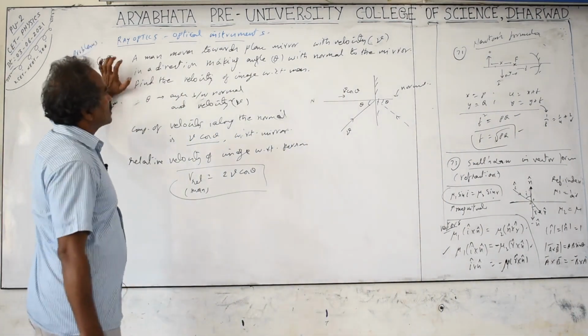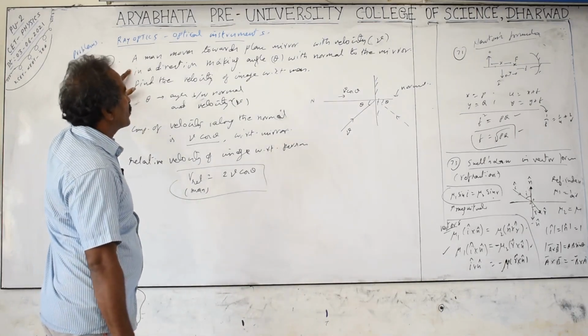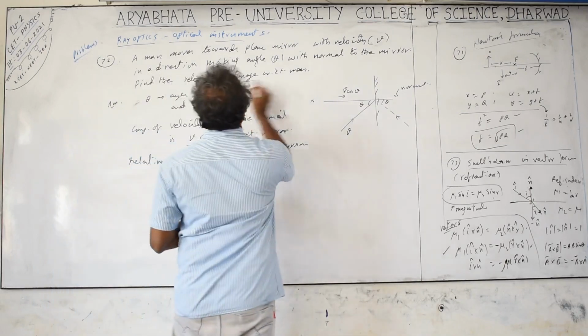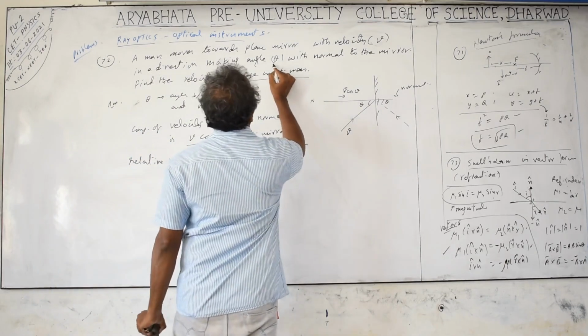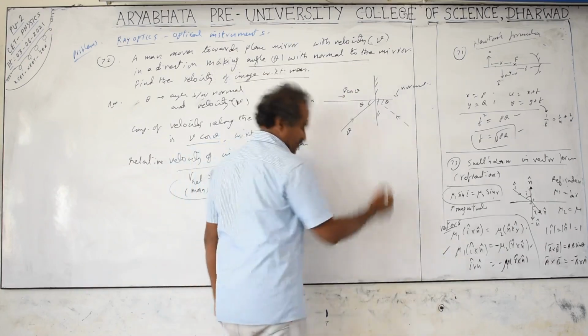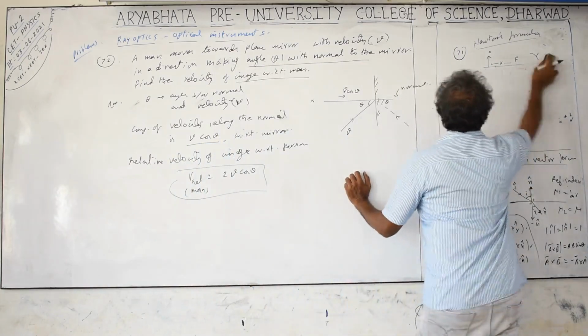A man moves towards the plane mirror with velocity v in a direction making angle theta with the normal to the mirror. Find the velocity of the image with respect to the man. We are finding it with respect to the man. The angle is with respect to the normal, and you have to be careful. Sometimes they will give the angle with respect to the plane of the mirror also. So you have to be careful with what direction the angle is given.